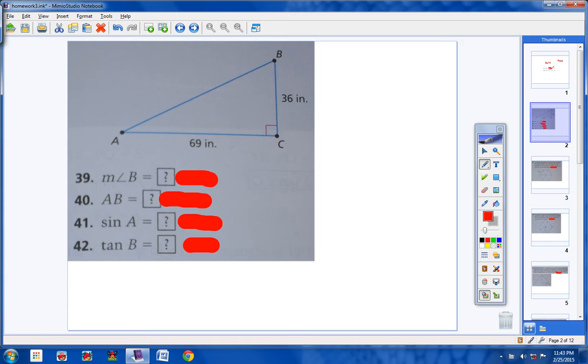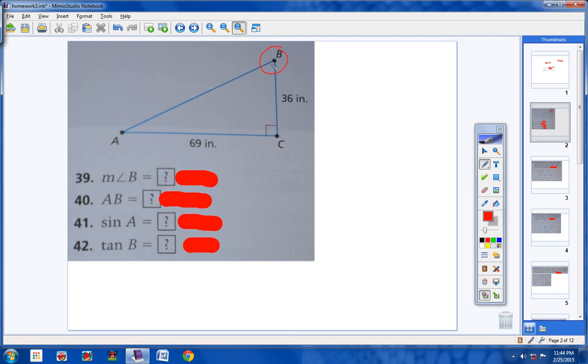The book says to, let me turn over in my book to the right page, find the lengths and angle measures. So, here we go. Let's find the lengths and angle measures. First of all, they want us to find the measure of angle B, okay? The measure of angle B. So here we go. Here's angle B.